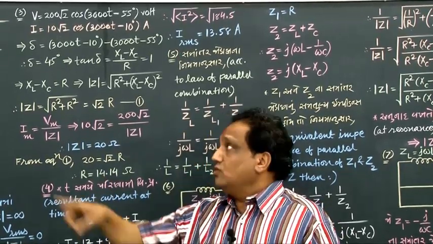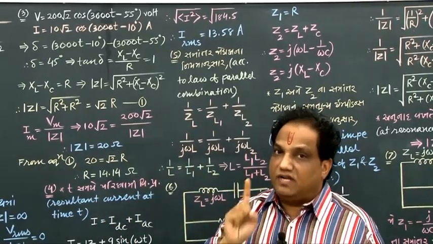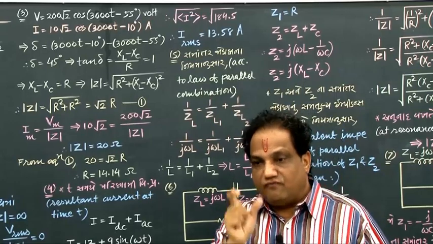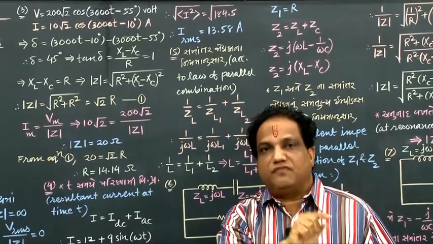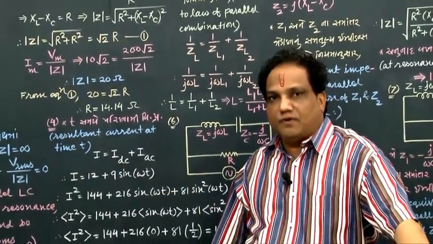But actually let me tell you, this delta is the phase difference between voltage and current. So you should take phase of voltage first minus phase of current later on. Got it? Come on, read now the statement of sum number 4.